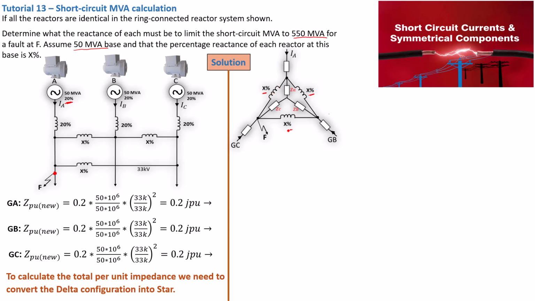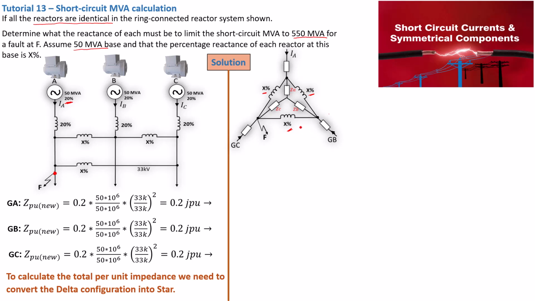Okay, now after converting into a star, we are going to have this reactor here in series with ZA, and that will basically be for generator A, and generator B reactor will be in series with ZB, and so forth. Now, converting this delta into a star configuration is very simple for a balanced system, because they say here the reactors are identical. Since the reactors are identical, that means this X and this X and this X are basically equal in our delta configuration.